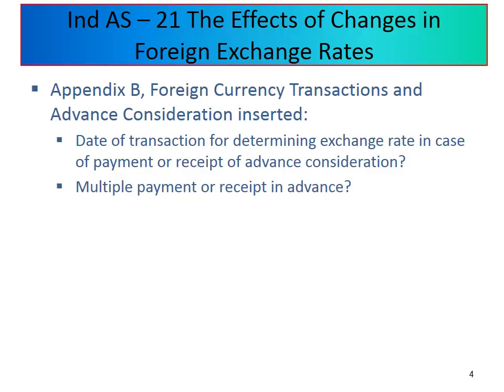So I will recognize sale of $500 at 50 rupees, $200 at 51 rupees, and the remaining $300 at 52 rupees. So at every multiple level, one has to recognize this transaction date exchange rate for the purpose of recognition of revenue.